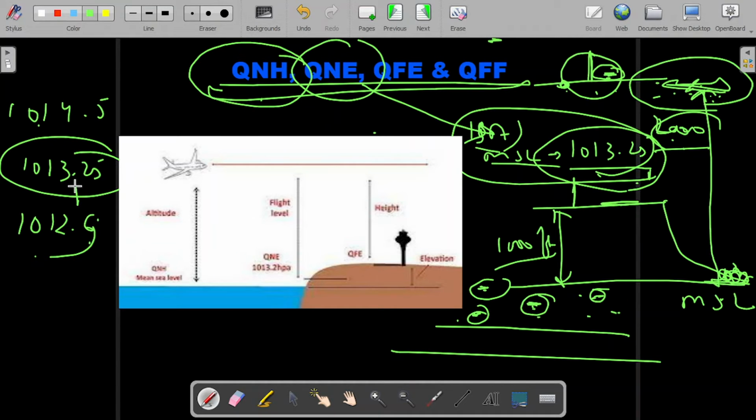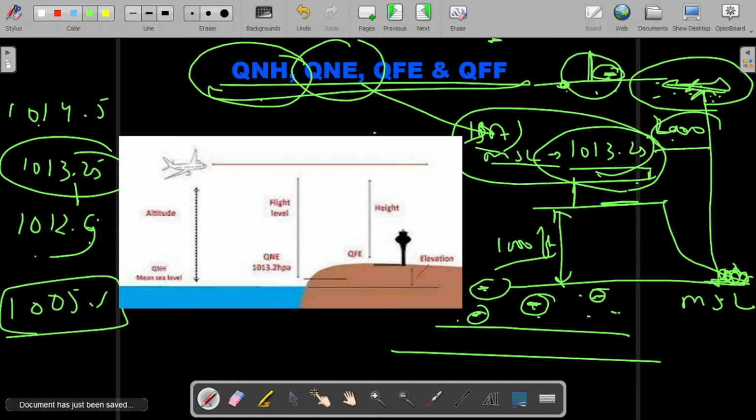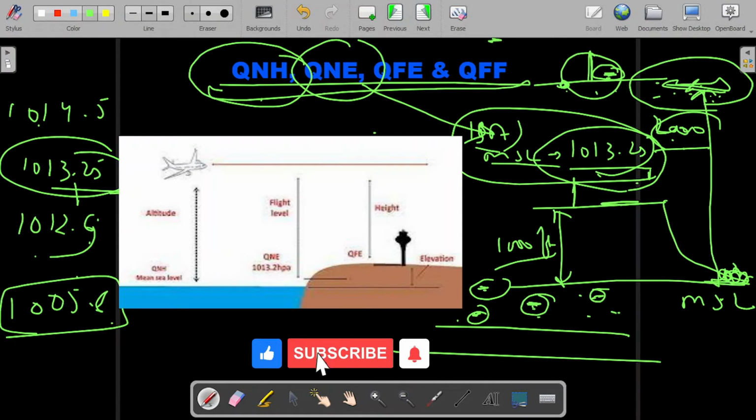Since QNH is the most accurate value, like if the pressure is very less, 1005.6, let's say this is the pressure at mean sea level on that day, and if we are taking 1013.25 during the landing, there will be a huge error of the height. The aircraft will land at 1005.6 pressure, but if he sets the 1013.25, the gauge will not show 00, because he has set the 1013.25 as per the QNE.